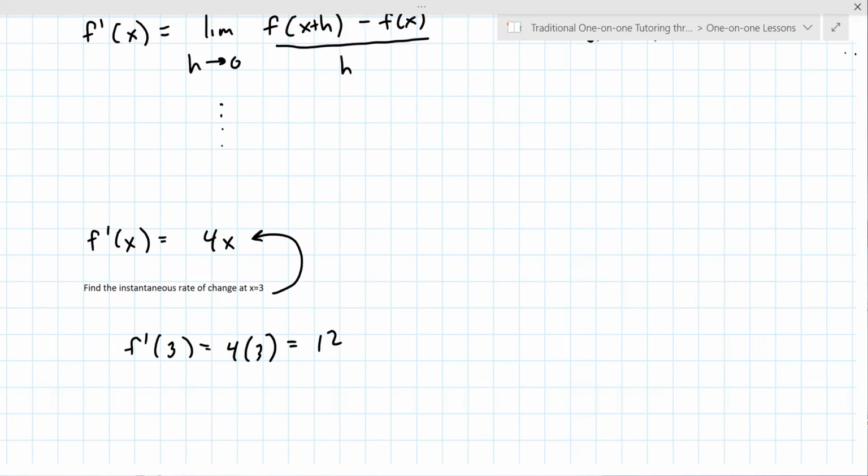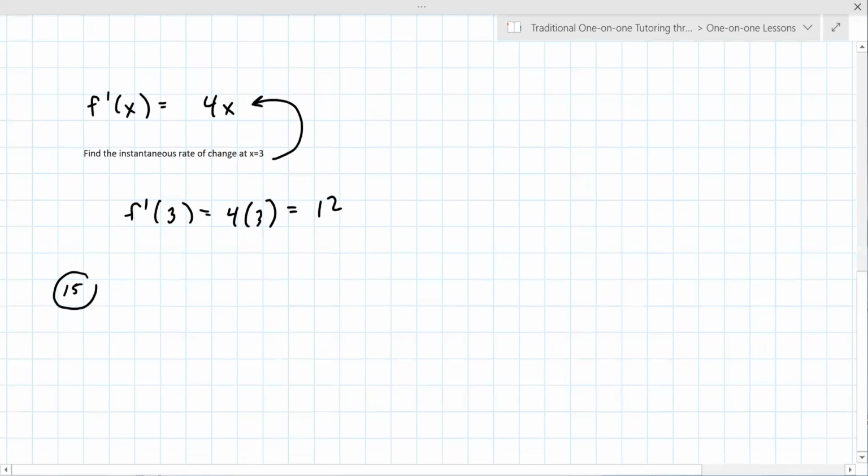So let's go to 15 and do one like it. It's very similar. I'll say given f of x equals x squared plus 2x. The question part A, well, let's not even get to that. I want you to find f prime of x using the definition of the derivative, which is the limit thing.